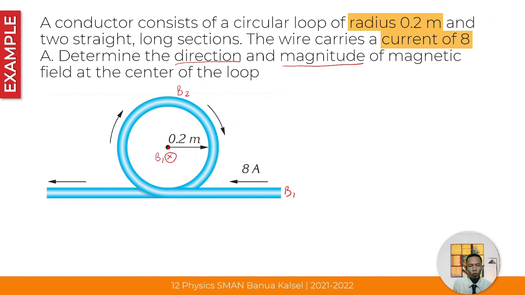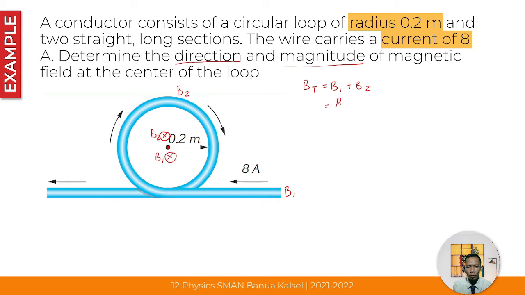How about the loop? The loop is in a clockwise direction. Remember, when we talk about a loop or solenoid, it is better to use the four fingers as the electric current, and the thumb will be the direction of the magnetic field. The fingers are in a clockwise direction, and then at the center the field will be coming in as well. So we have a cross for B2, because both of them have the same direction of magnetic field. So in total, B total will be B1 plus B2.